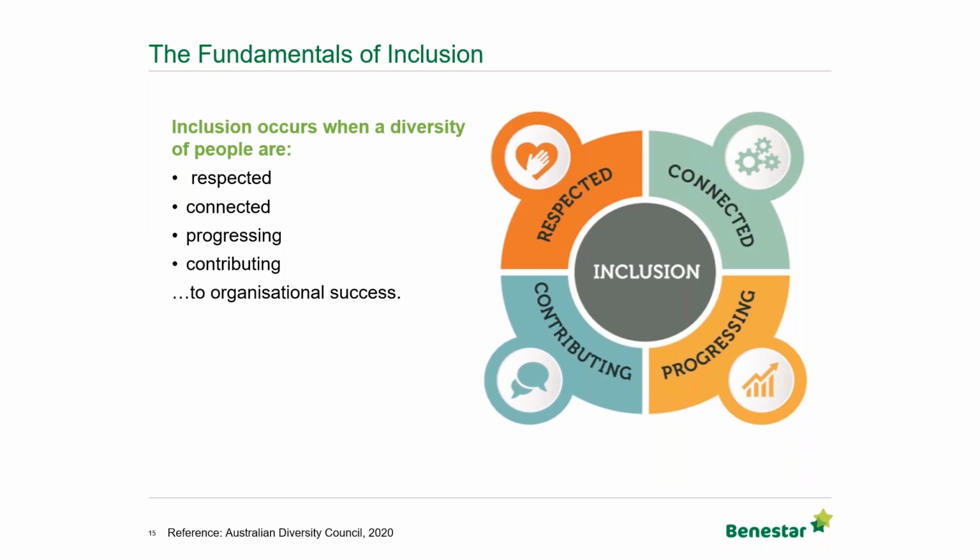So I'm just going to break down each of these 4 areas of the circle here. So diversity and inclusion occurs when people are respected. So inclusion occurs when diversity of people work and feel valued and respected for who they are. Connection. So when people feel connected. Inclusion occurs when a diversity of people feel connected to their co-workers. So they have a sense of belonging.